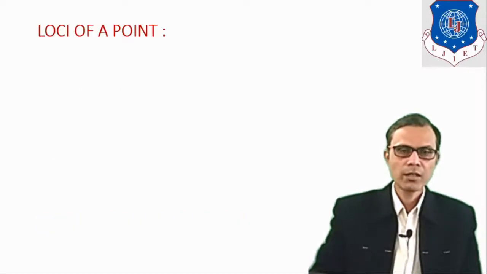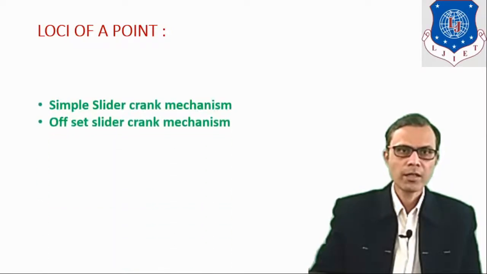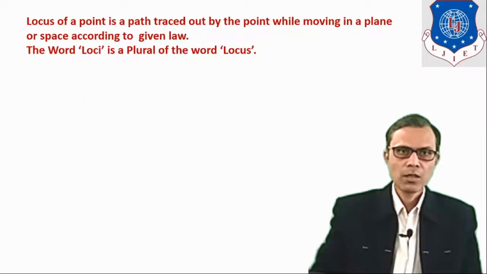In this session, we are going to discuss loci of a point, and in this session we will discuss the simple slider crank mechanism and the offset slider crank mechanism. So first of all, let us understand what is loci of point. It is defined as a path traced out by the point moving in a space according to some given rule.